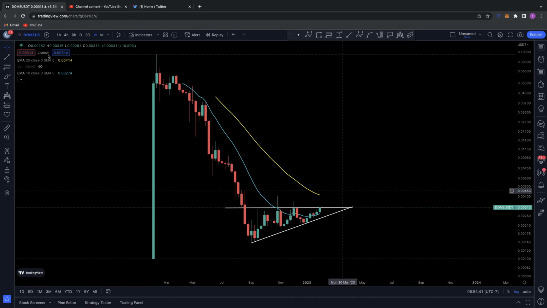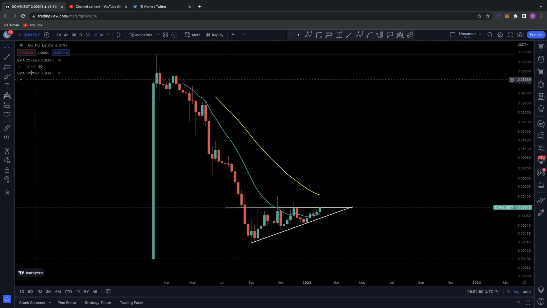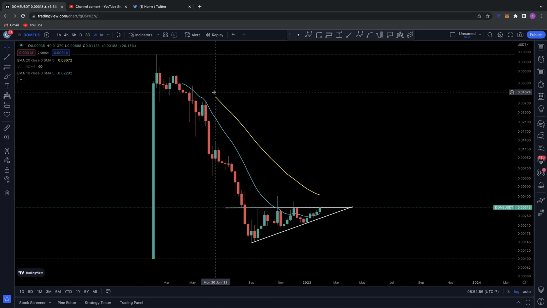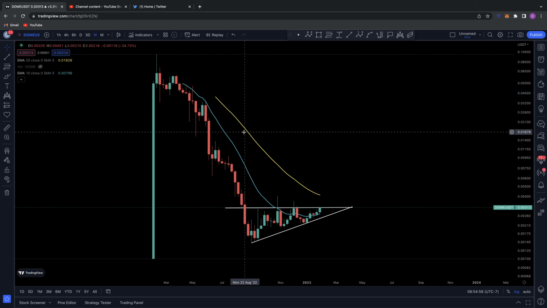Today we're going to be covering Everdome, the ticker is DOME against USDT, so that's Dome on the weekly time frame here. Now I've got two EMAs on the chart right now, the EMA 20 and the EMA 10. The EMA 10 is this blue line coming down here, and this EMA 20 is the yellow.